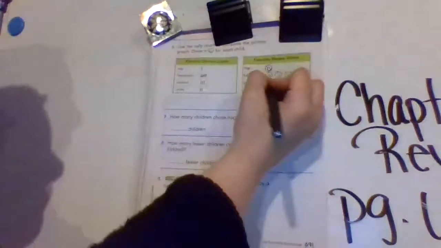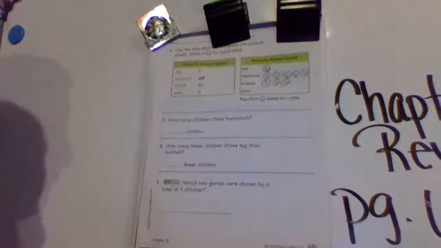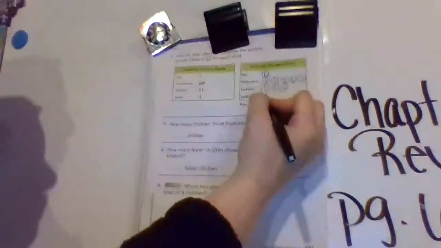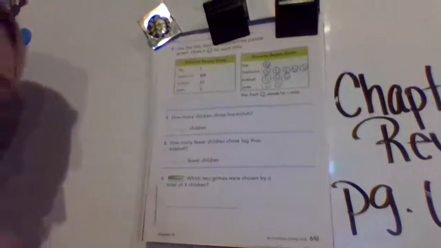All right, kickball. We have 3 children that voted for kickball. I feel like that's all you guys' favorite at recess is kickball. And then finally for jacks, which I'm not even sure you guys know what jacks are. They're like this little game, and you throw a ball down, then you gotta move these little 3D X looking things. All right, so your picture graph should look like that.